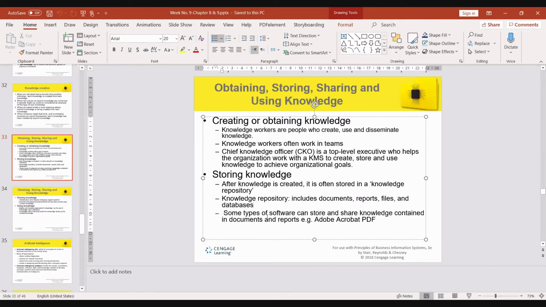Some types of software can store and share knowledge contained in documents and reports, for example, in the form of PDF and all that stuff. So all documents will be in the database, in the warehouse. When a query comes from the organization, from the people, from any customer, that knowledge will be taken out of the database and displayed in order to solve that problem.